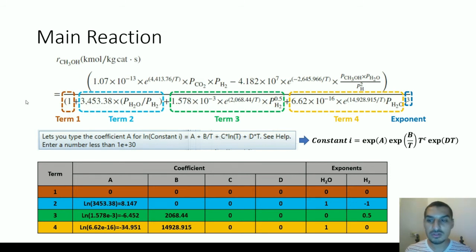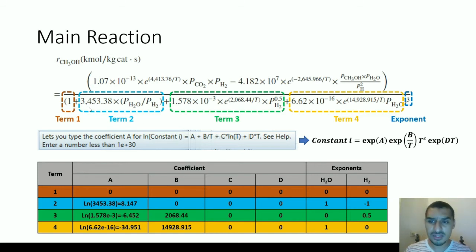And now we will go to this term and compare this to this. So I want the coefficients a, b, c, and d that will make this term equal to 1. And this is easy. I'm going to put a, b, c, and d all equal to 0, which I have here for term number 1, which is the brown one. A, B, C, and D are equal to 0, and I have no partial pressures here, so the exponents are zeros. So this is easy.